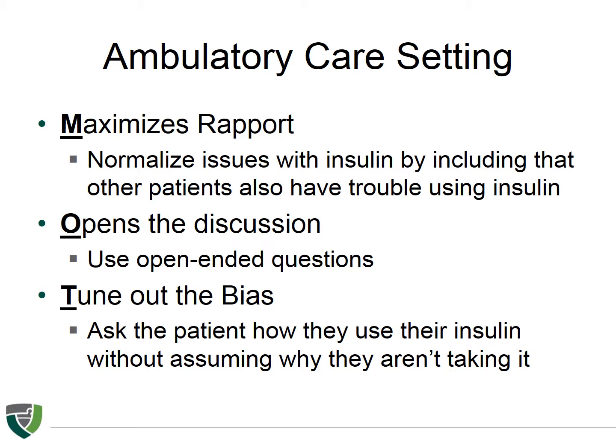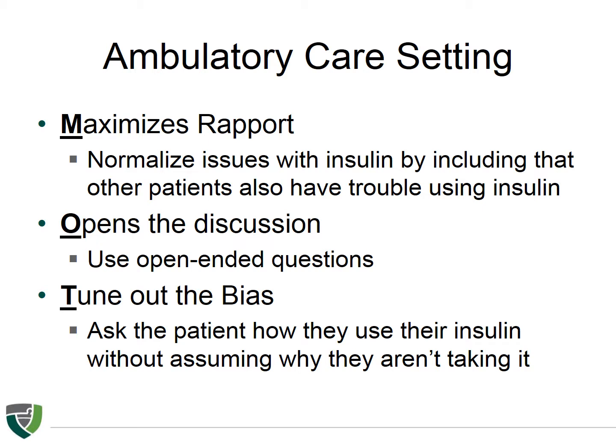This slide goes into a little more depth on why the answer on the last slide was D, using the MOT portion of the MOTIVATES mnemonic. The pharmacist maximized rapport by normalizing the issue with the insulin, including that other patients also struggle using insulin. The pharmacist used open-ended questions in order to communicate better with the patient, and also tuned out the bias. They did that by asking the patient how they use their insulin without assuming why they aren't taking it.